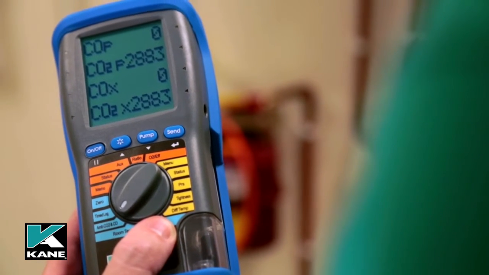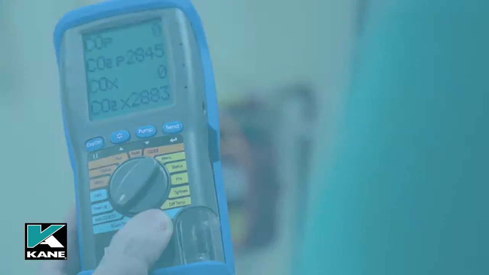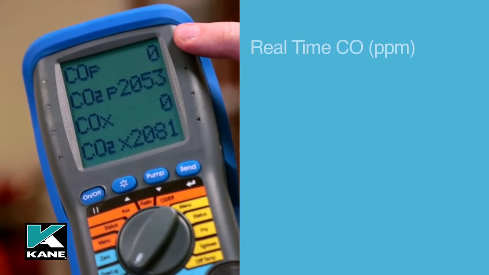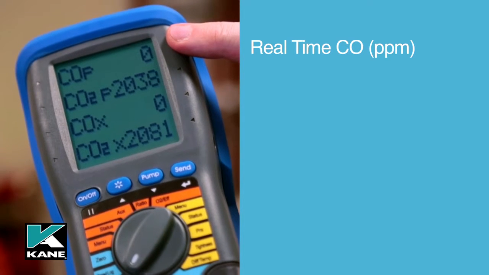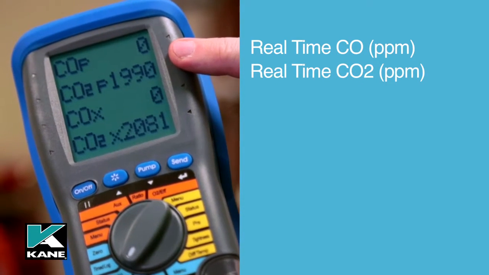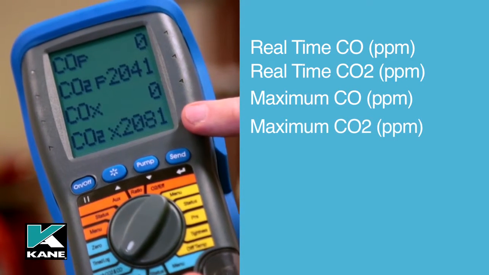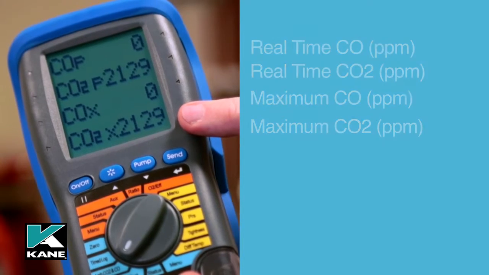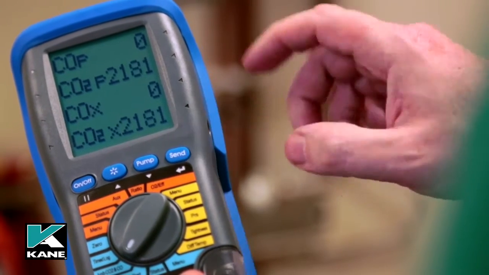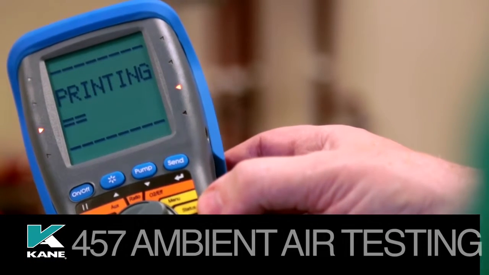Ambient CO2 and CO display. This is a live reading. Real-time CO reading, ppm. Real-time CO2 reading, ppm. Maximum CO reading. Maximum CO2 reading, ppm. Press send key to print the test or send to PC or Android device via optional Bluetooth connection.